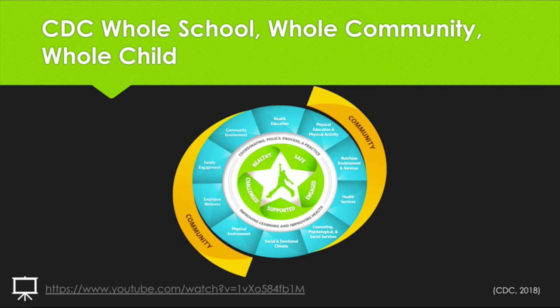And that's physical education, nutrition, environmental services, health services, counseling, psychology, social and emotional climates, physical environments, employee health, family engagement, community involvement. So all of these things are part of the community, and what this model has specifically done well at is putting school as part of the community, which is one thing that is not always inclusive. Schools are part of the community, and they have a direct effect on our students, and it's very important that we look at it that way and consider culture in all of these elements.